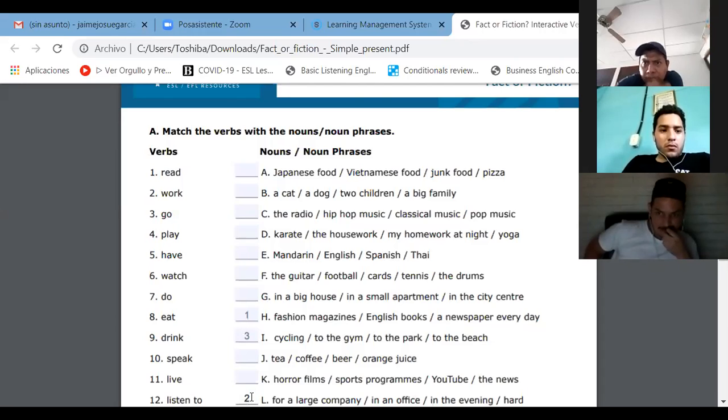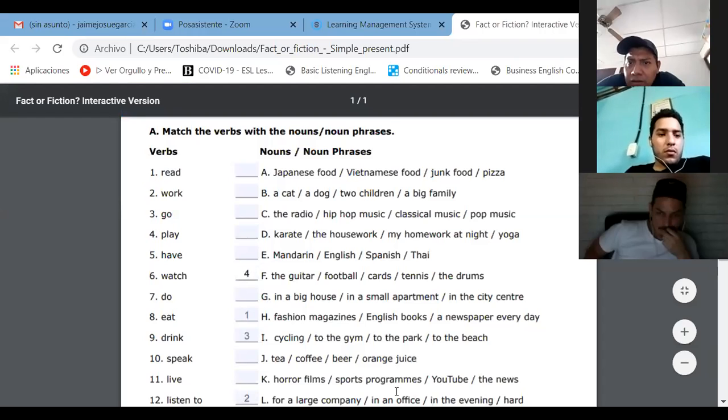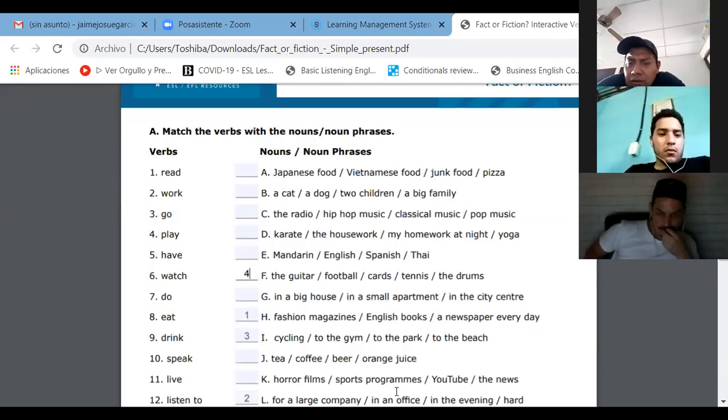Sergio de León. Continue with number 4. Play. Letter F. Yes, you play the guitar, you play football, you play cards, you play tennis, you play the drums. Okay. All right, Lenin, continue.